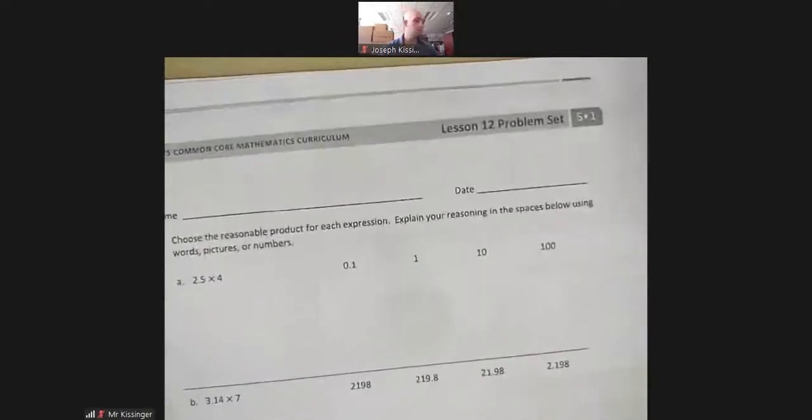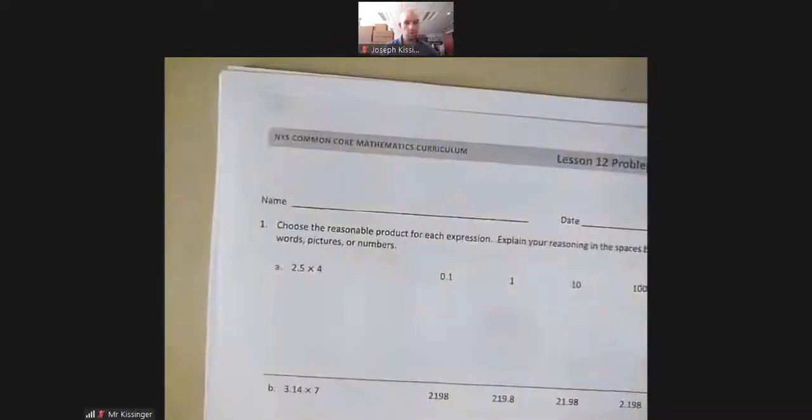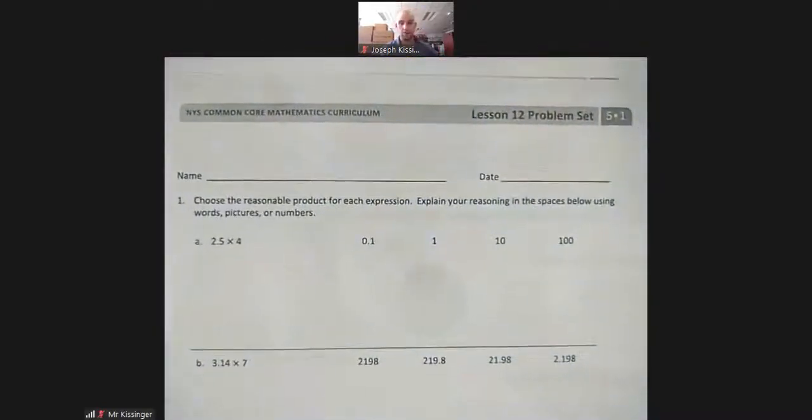So we're going to start by practicing a little bit of estimation. It says, choose the reasonable product for each expression. Explain your reasoning in the spaces below using words, pictures, or numbers. So we have 2.5 times 4.